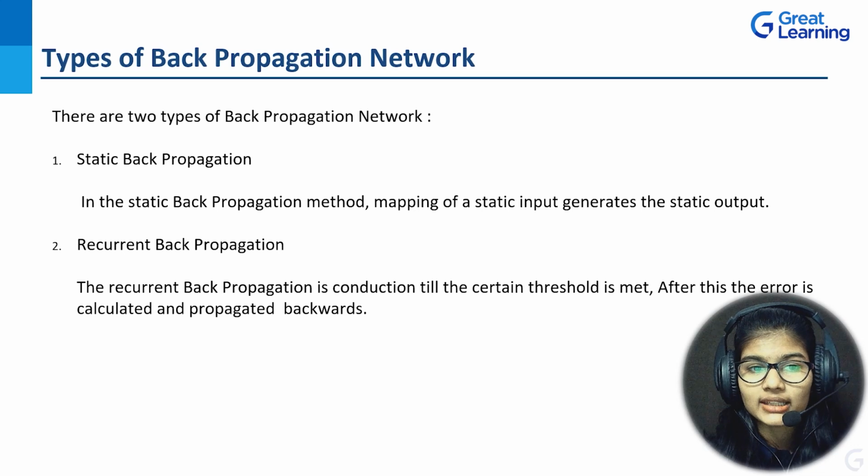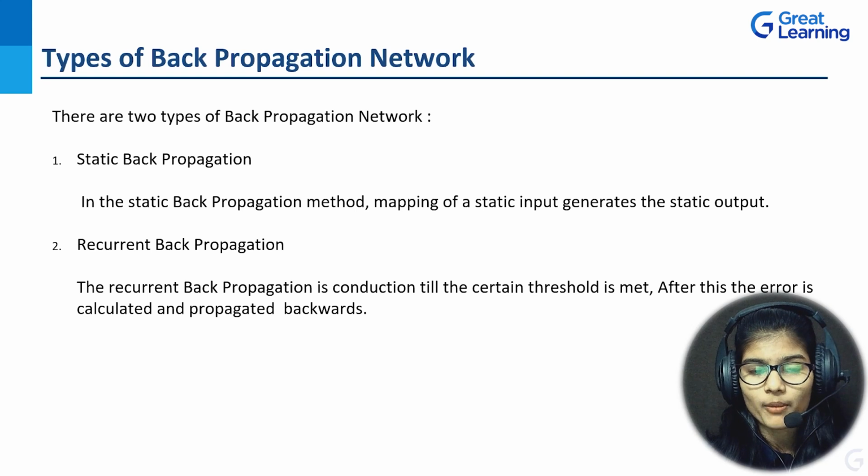So great, hope I'm clear with that: what are the two types of back propagation networks, how do these respective networks work, and how do they take place. Let me give you a recap: there are two types of back propagation networks. The first is static back propagation, and the second is recurrent back propagation. So what happens in static back propagation? In this method, mapping of a static input generates a static output.